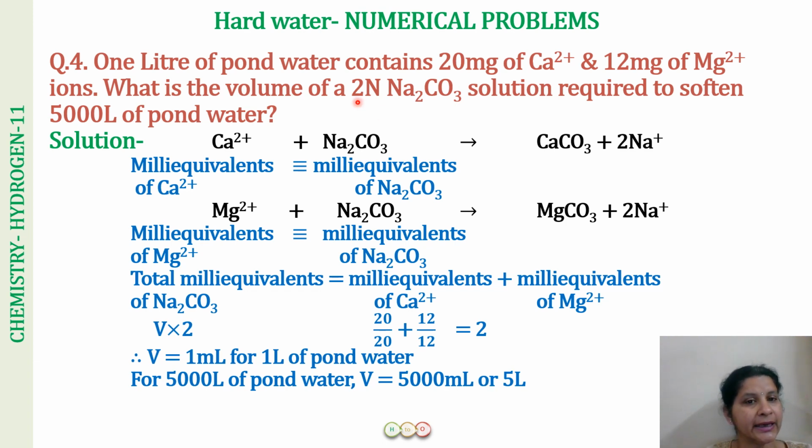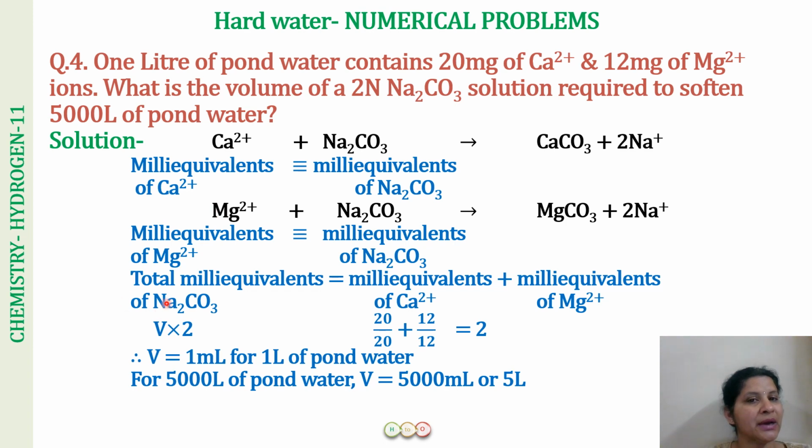I hope this is clear that the calcium ions and the sodium carbonate ions, they are forming calcium carbonate. Magnesium ions and sodium carbonate, they are forming magnesium carbonate. The number of milli equivalents of calcium ions is going to be equal to that of sodium carbonate ions. Similarly, magnesium ions will be equal to that of the sodium carbonate ions. And the total number of milli equivalents of sodium carbonate that are required is going to be equal to that of the sum of calcium ion and magnesium ions.